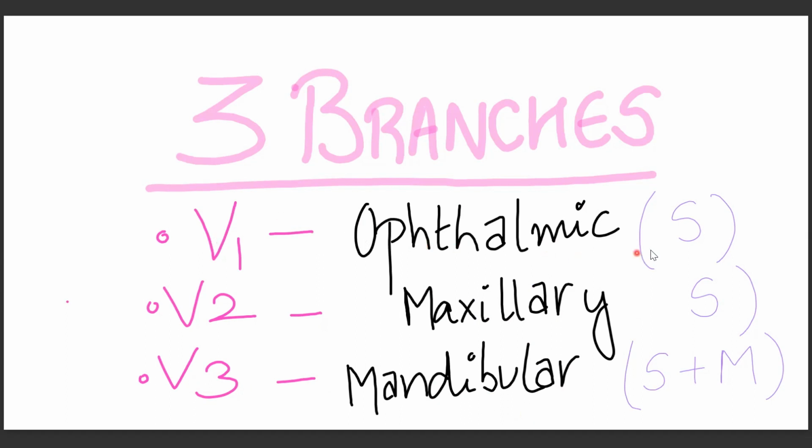The first and second branches are always sensory, and the last branch, the mandibular branch, is sensory as well as motor. So what do sensory and motor mean? Sensory means that they carry sensory fibers. These sensory fibers carry sensations. What types of sensations can there be? It can be touch, proprioception, temperature, etc. So they carry the sensations.